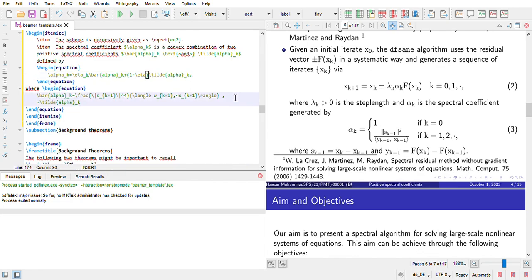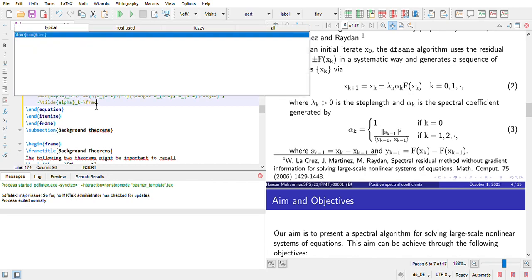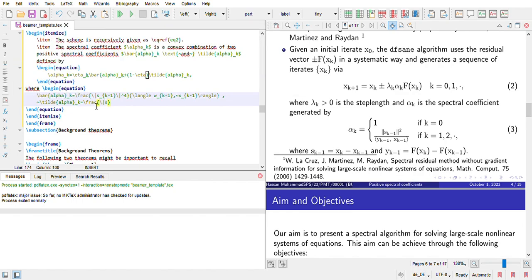is equal to, well, this one is a frac of the norm of s_{k-1} cubed. Then the denominator I think is w_{k-1}. Is it norm? Yes, norm of w_{k-1}.